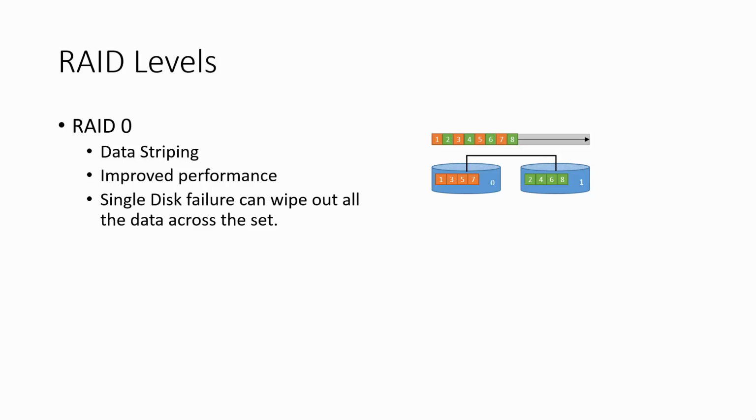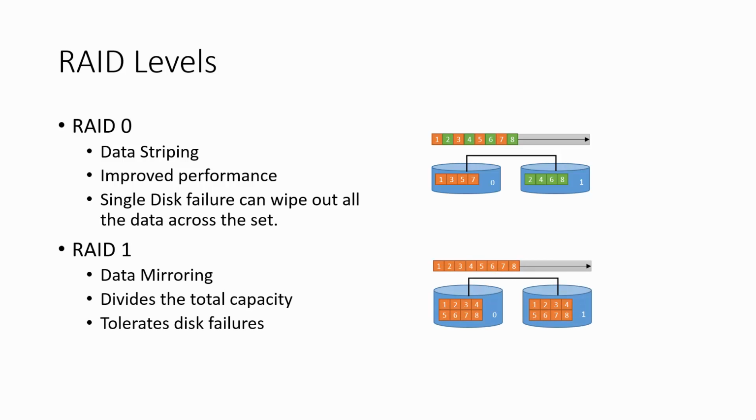It improves performance, but as you can imagine, if a single disk fails, then you lose all of the data that is across the set. So in our example on screen right now, if you lose either 0 or 1, then you lose all of the data because the other data may not make sense without having all of the blocks that were striped across the 2 disks. Next, we have RAID 1, which is data mirroring.